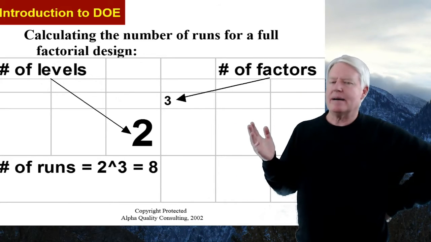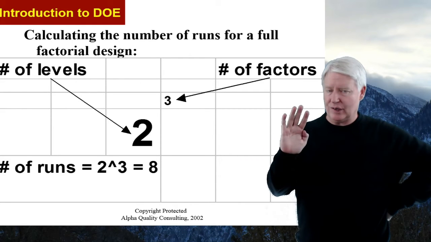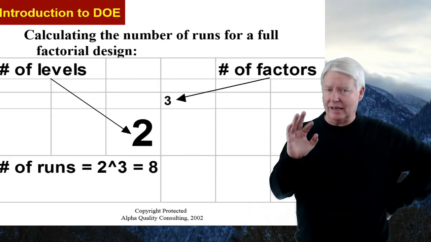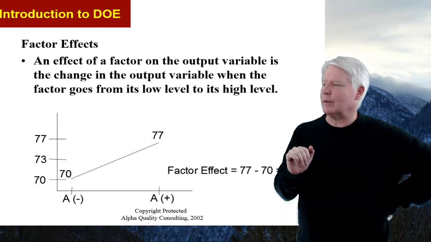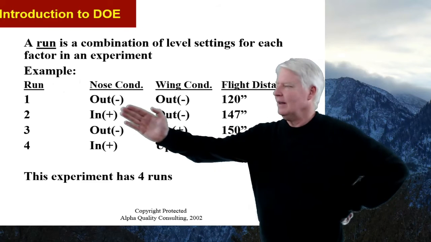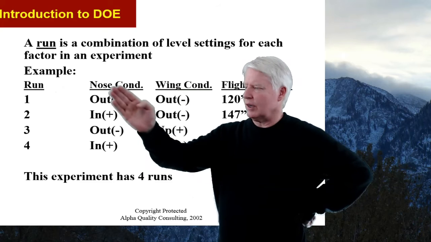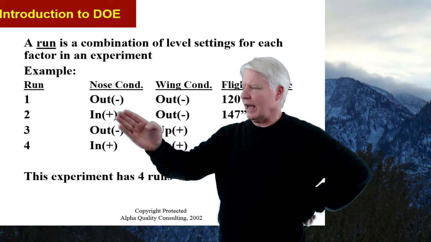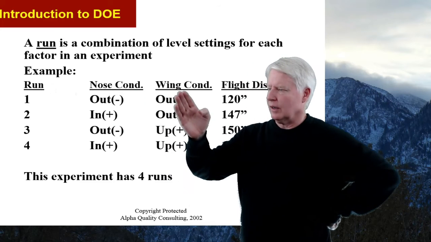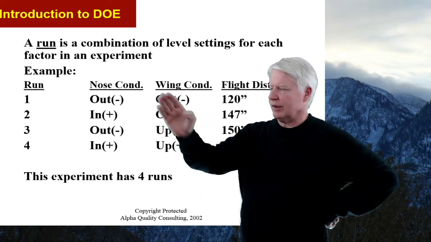What does that mean? That means I have to have 4 runs. There's 4 combinations of factor and level settings. And this was a full factorial design, the one we did back here. How do I know that? Because it said there would be 4 runs if I have 2 variables, wing condition and nose condition, and 2 levels for every variable. Nose folded out, nose folded in. 2 levels, 2 variables there.